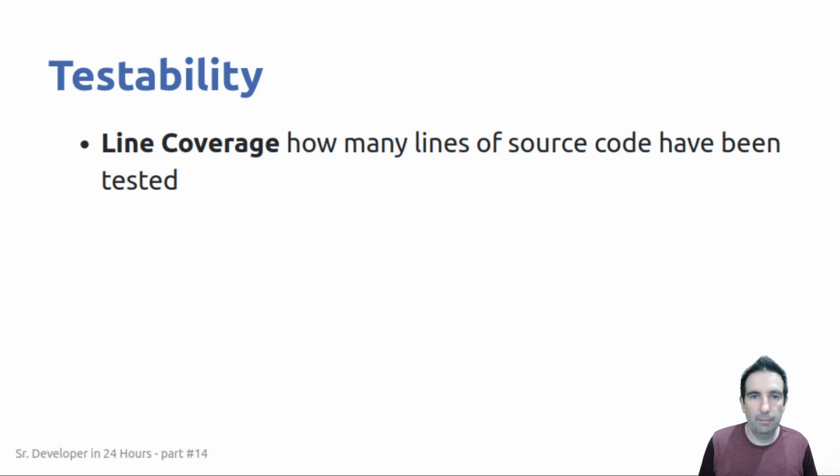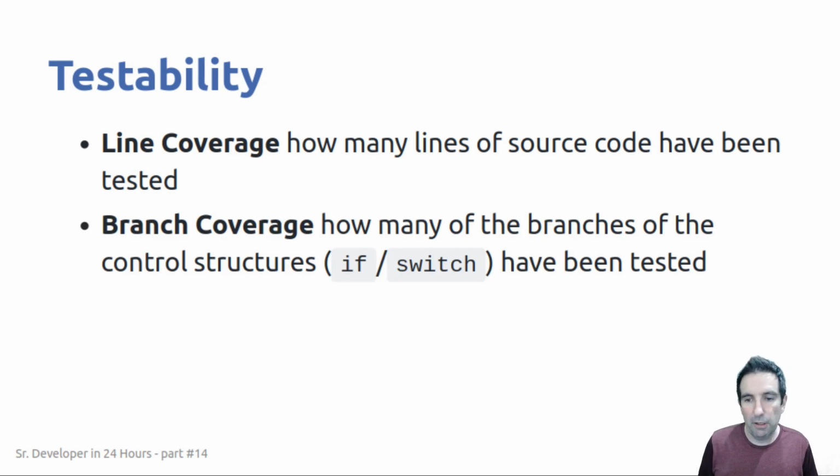So what does it mean? When we're talking about line coverage, we're basically talking about how many lines of source code have been tested. Branch coverage is how many of the branches of the control structures, things like switch and if, have been tested. So if we have an if, we should be testing it at least two ways, the true and the false side of the branching statement. If we have a switch statement, then obviously it depends on how many cases we have.